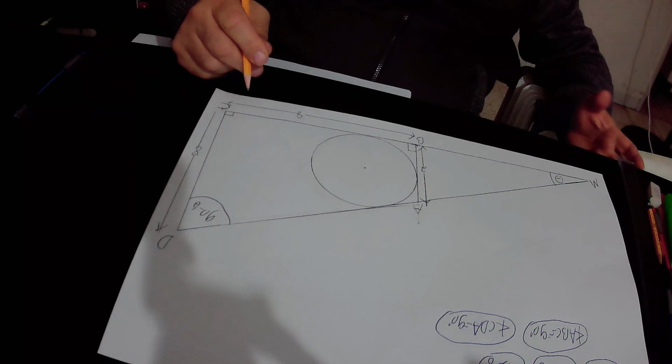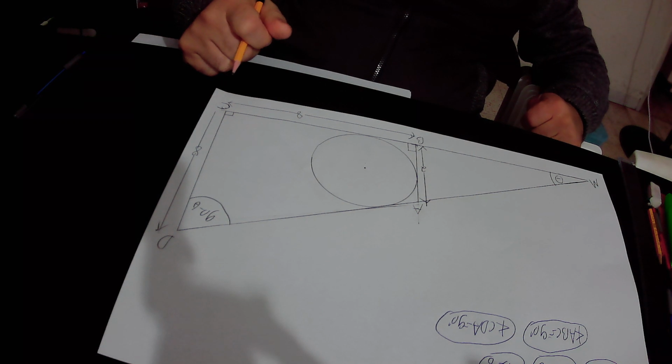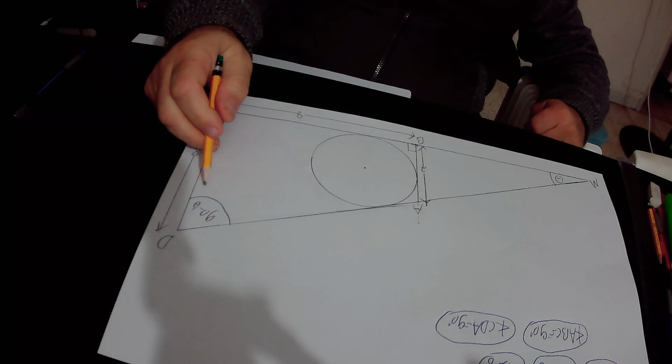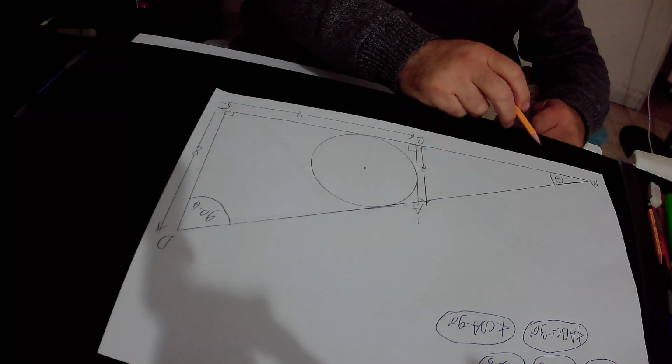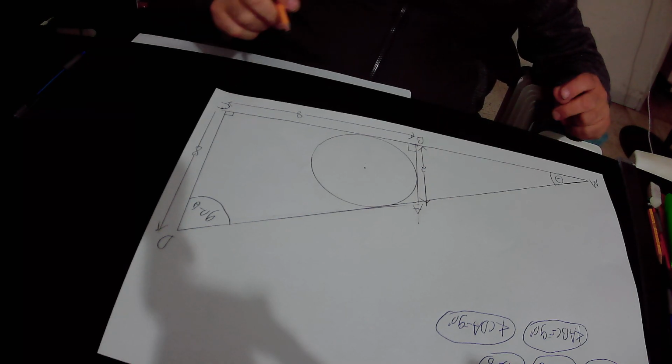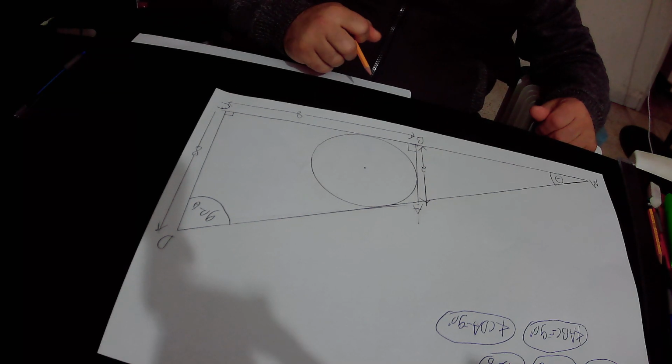Why? According to the rule that the sum of the angles in any triangle is equal to 180 degrees. Here, 90 degrees minus theta plus theta is 90 degrees. And 90 degrees plus 90 degrees equals 180 degrees. That is the sum of the angles in any triangle.